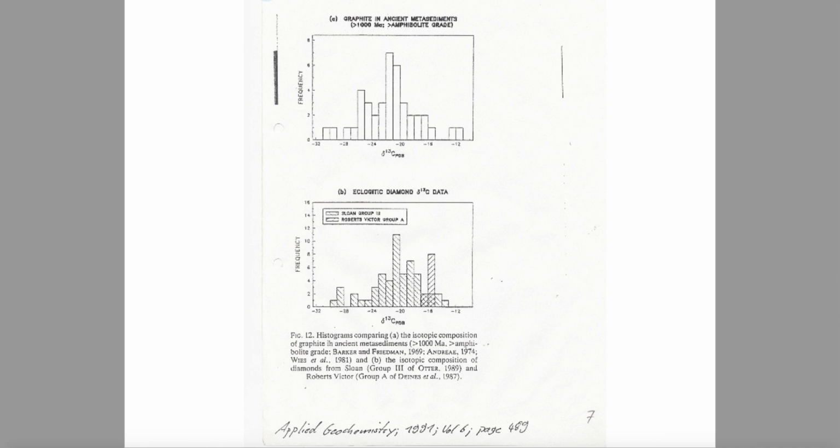And here, number B, we have the eclogitic diamonds. We have here data from the Sloan group in Canada and the Robert Victor group in South Africa. Then you can see here again this huge scattering. When we compare this isotopic composition in the graphite from the ancient metasediments at amphibolite phase grade, it is comparable with those from our eclogitic diamonds.